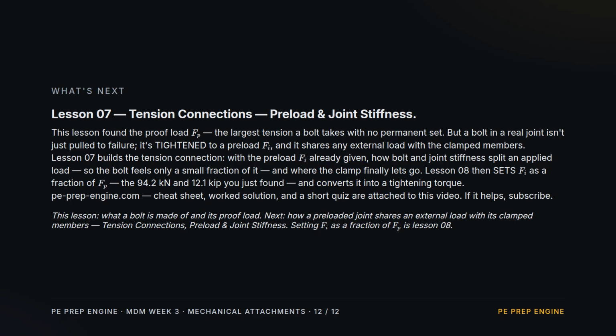This lesson found the proof load, the largest tension a bolt takes with no permanent set. But a real bolt is tightened to a preload, and then shares any external load with the clamped members. Lesson 7 builds that picture, with the preload already given, how bolt and joint stiffness divide an applied load. The bolt feels only a small share, and where the joint separates. Lesson 8 then sets that preload as a fraction of the proof load, using the 2 values you just found, and turns it into a tightening torque.